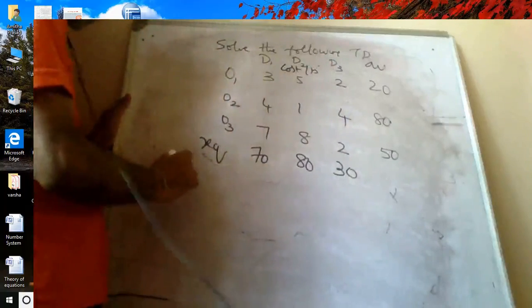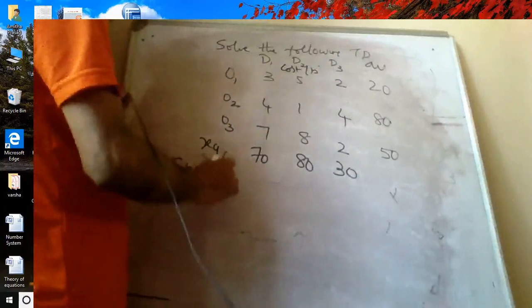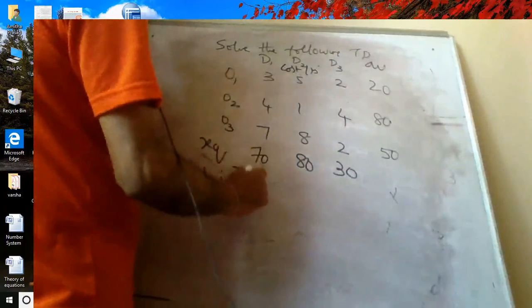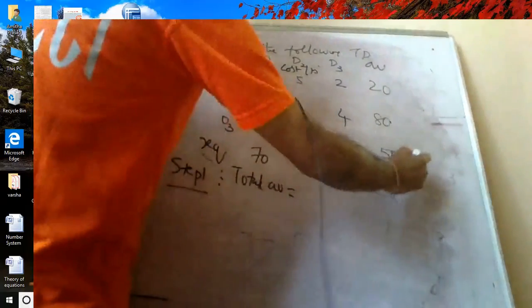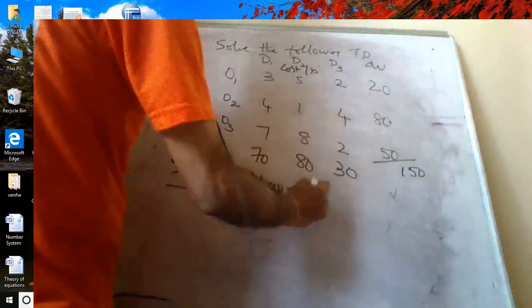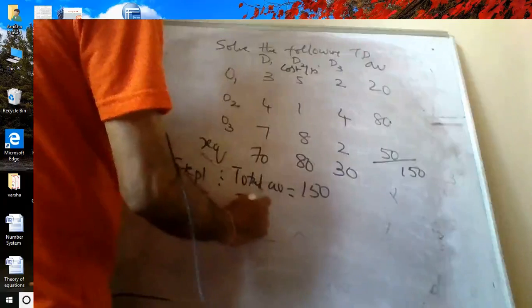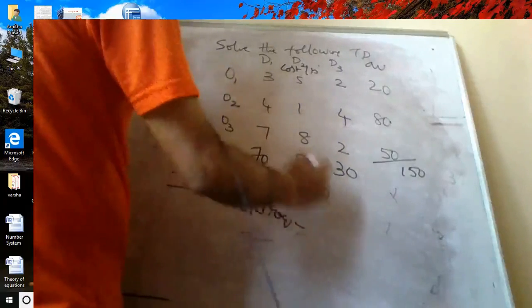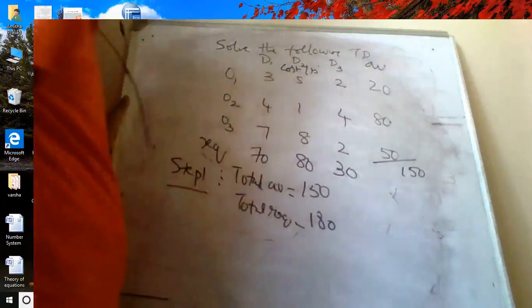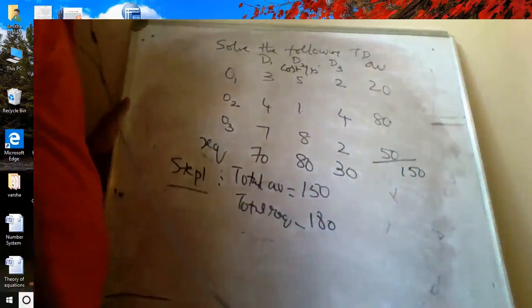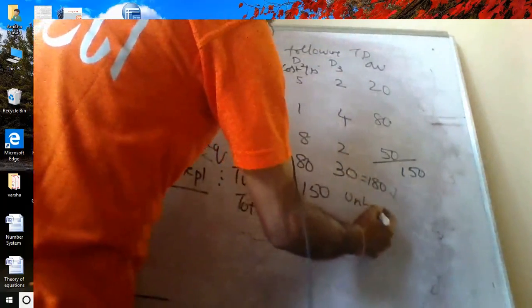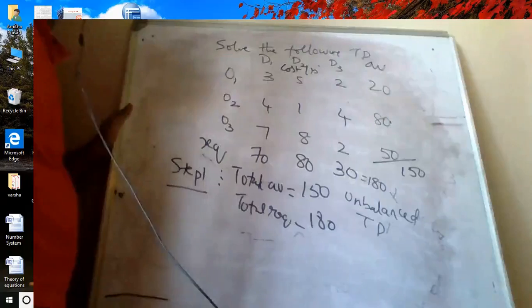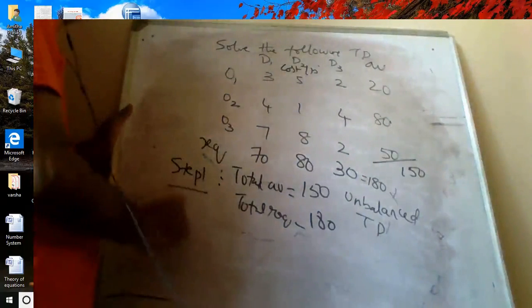So step 1, as I told you: total availability is how much? 150. What is the total requirement? 180. I hope all of you understood. Therefore, unbalanced transportation problem. This problem is called unbalanced. Therefore, we should balance this.